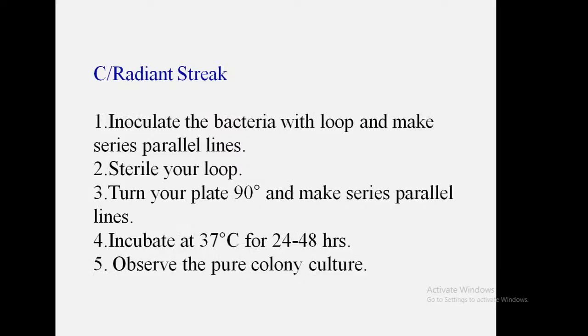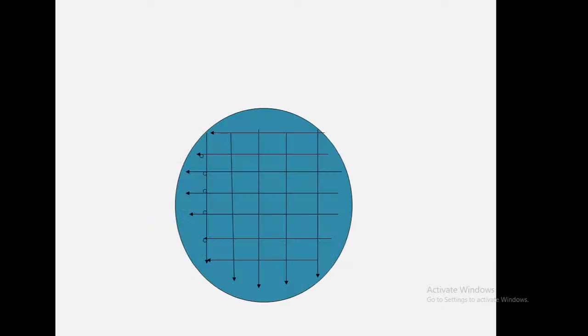Next one, radiant streak. Inoculate the bacteria with a loop and make a series of parallel lines. Sterilize your loop, turn your plate 90 degrees and make a series of parallel lines. Incubate at 37 degrees Celsius for 24 to 48 hours. And last, observe the pure colony culture. See, mark like a radiant here.